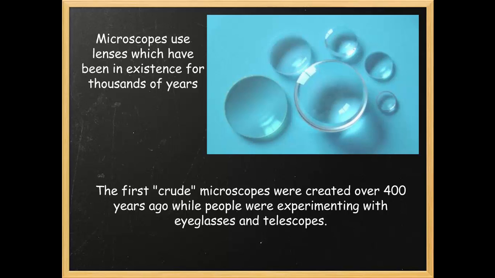Microscopes use lenses, which have been in existence for thousands of years. Typically, the first lenses were made out of glass. Now you can get them made out of different plastics and acrylics. We see them, they can be hard, like glasses or a telescope lens or a microscope lens. They can also be soft and flexible, like a contact lens.